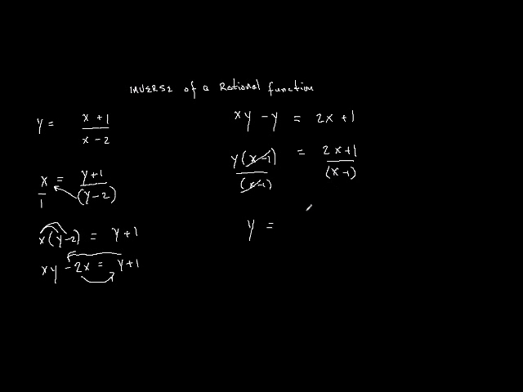And (2x plus 1) over (x minus 1) is now my inverse. I've just isolated y, so I can now put a little negative 1 in the exponent to indicate that this function that I found is the inverse of my original function.